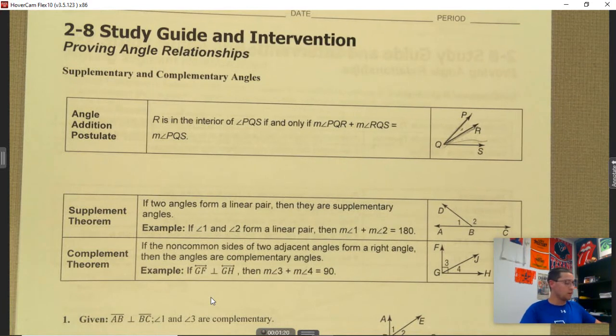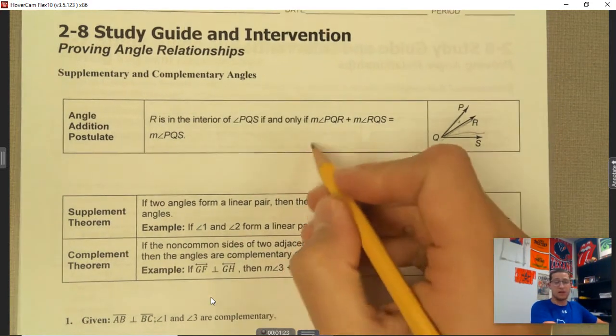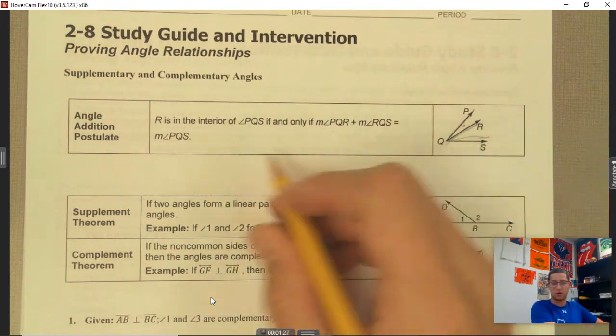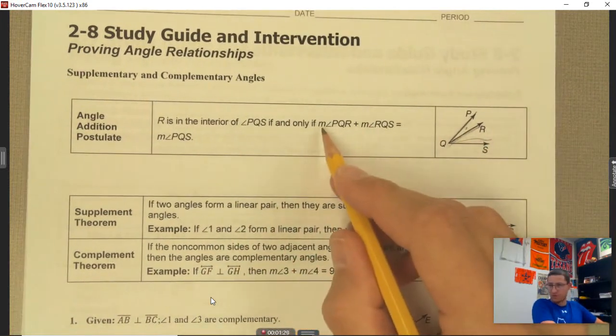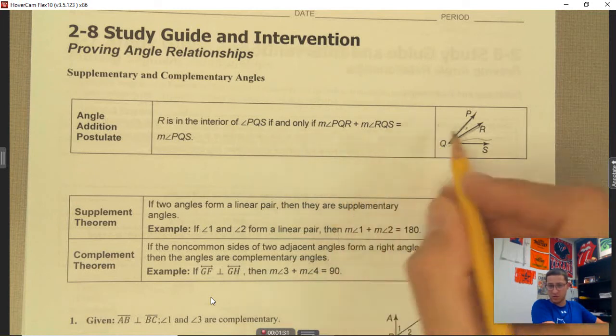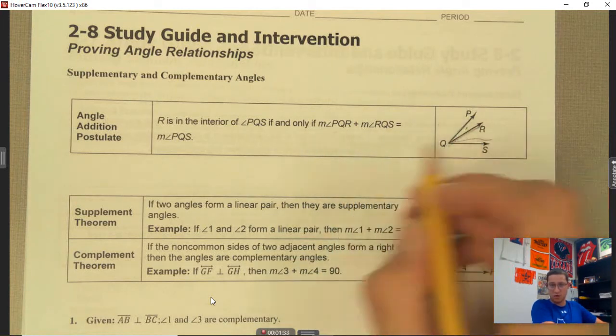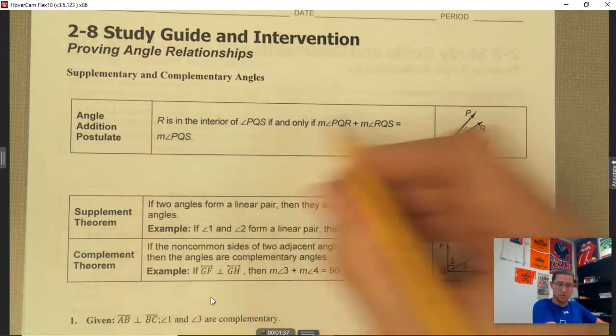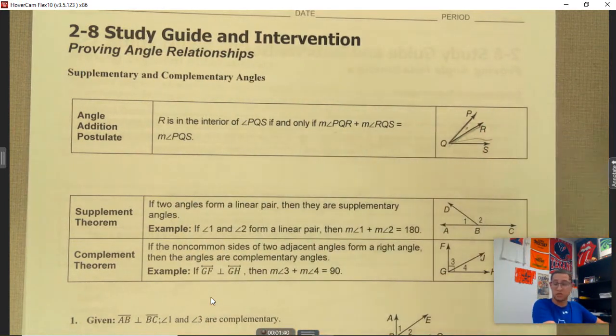So very similar. It even has it all laid out for you. R is in the interior of the angle. Essentially we have the fact that the measure of PQR plus RQS is equal to PQS, so the entire thing.